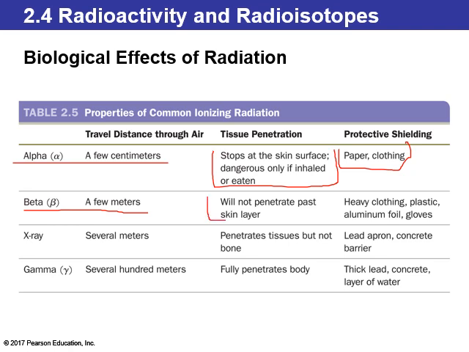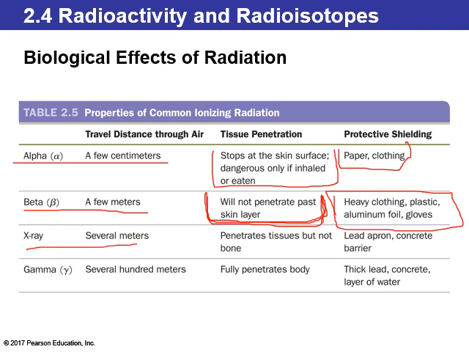It typically will not penetrate past the skin layer, but it can do some damage to your skin. It can give you skin cancer and things along those lines. So we really want to be careful still when you're working with beta particles. So heavy clothing, plastic, aluminum foil, heavy gloves, lab gloves, things along those lines will protect you from beta radiation.